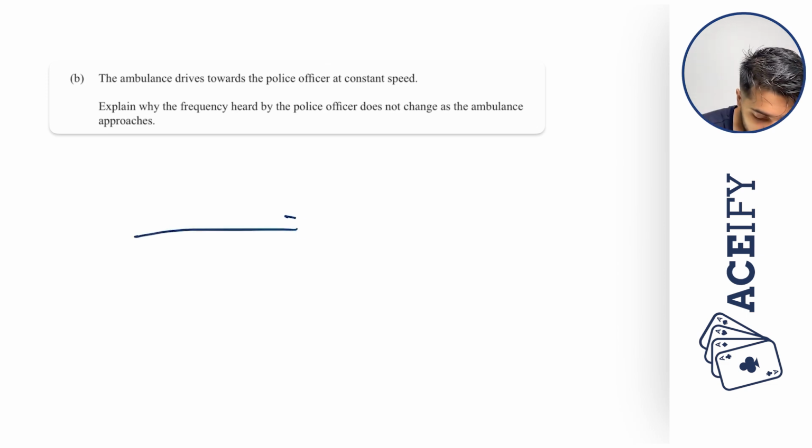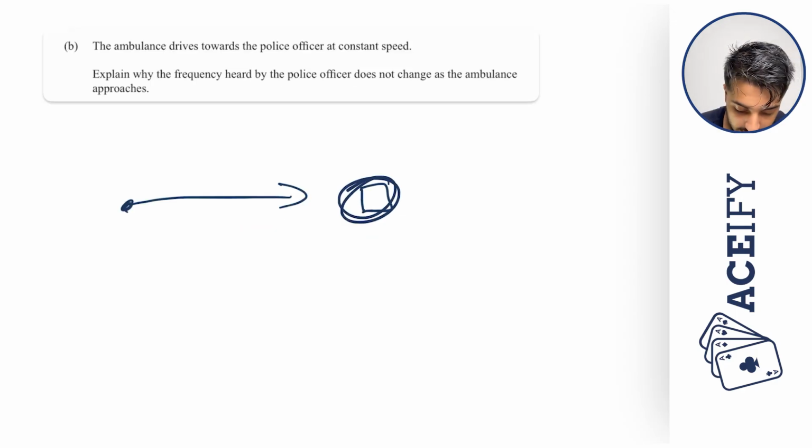When the ambulance is approaching the police officer, again, the police officer is the square, the ambulance is the dot, there is going to be a change in frequency. However, after that change in frequency takes place, there is going to be no change afterwards. So the frequency that the police officer hears is different to the source frequency, but as the ambulance approaches, the frequency that the police officer hears doesn't change. It's different to the source, but it doesn't change. The reason for this is because the relative velocity between the ambulance and the police officer does not change. They're moving at a constant speed relative to each other.